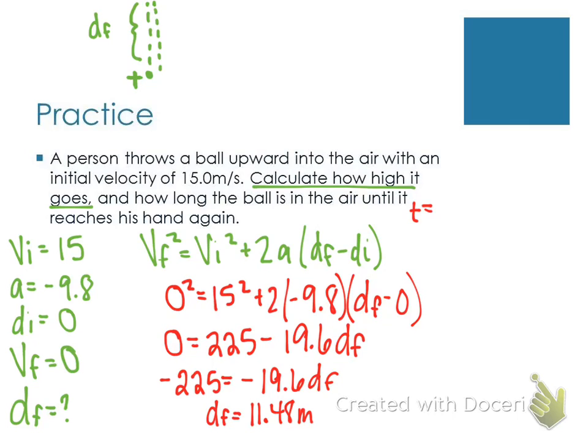Okay, so we're going to solve for time. At peak height, at its highest point, we know that velocity final is equal to 0, right? We already talked about that. So what equation can we use to solve for time? We can use the easy one. Yep, the very first one. So vf equals vi plus at. So vf is equal to 0, vi is equal to 15 plus negative 9.8 times time.